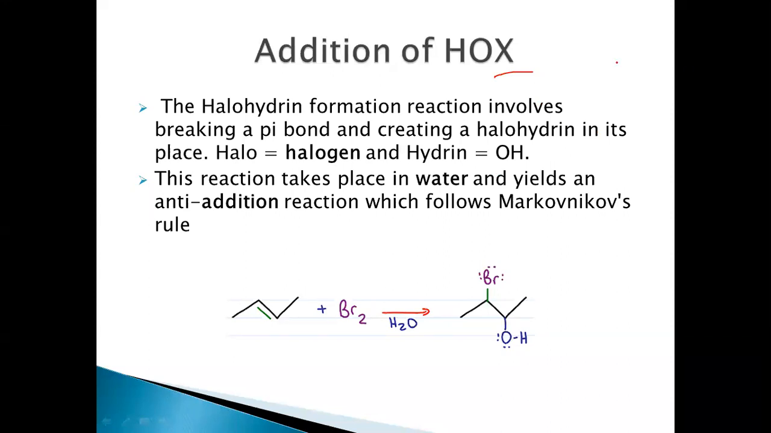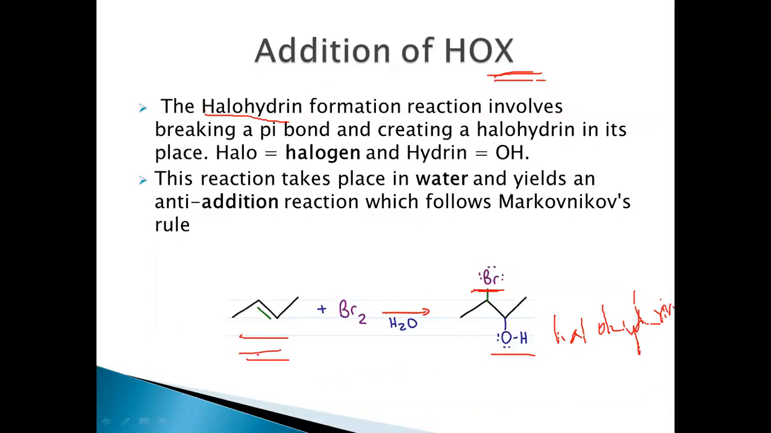Yes, let's see the discussion, the addition of HOX to alkenes. This HOX, where X is a halogen here, results in the formation of halohydrins. What are these halohydrins? These halohydrins are alcohols which have the halogen on the adjacent carbon. So this alcohol group and this halogen are present on adjacent carbons. These are called halohydrins. So this is a halohydrin.